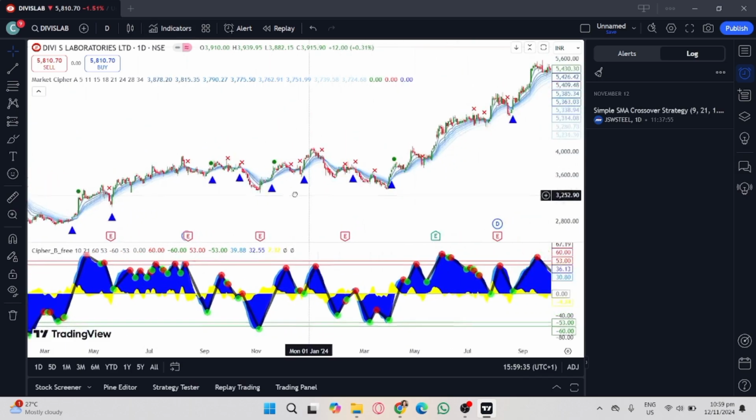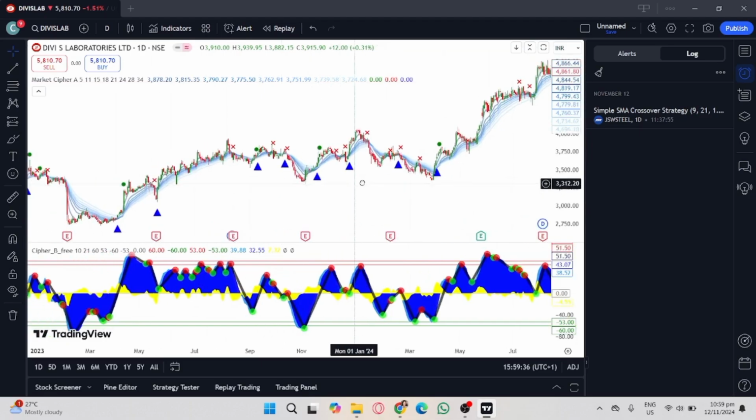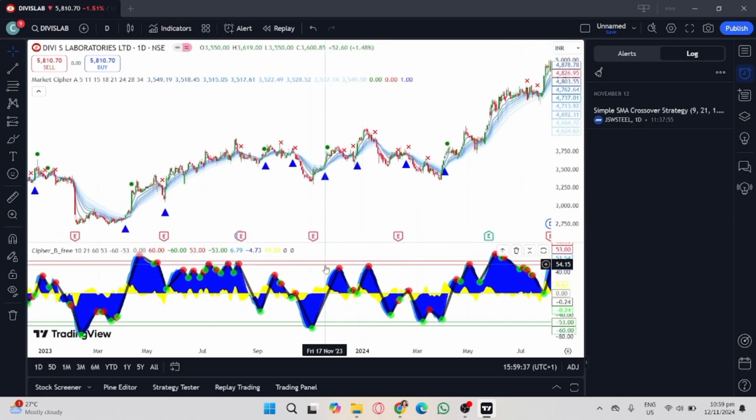So first, let's define what Market Cipher is. Market Cipher is a powerful tool for trading that combines multiple indicators into one, giving you signals for potential buy and sell opportunities. As you can see, the first indicator we added, which is Market Cipher B, is the main oscillator that shows up at the bottom of your chart. You'll see here the blue and yellow with a dot of red and green. Sometimes it's blue. So what do these green and red dots mean? Green dots signal potential buying points and red dots suggest potential selling points.